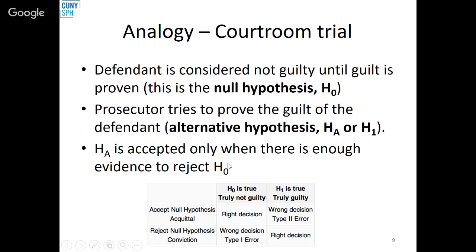So the null hypothesis is always the hypothesis of no difference. It's the one that you start with and the one that you would accept in the absence of any evidence. And then in the face of evidence that makes that improbable, you go towards the alternative hypothesis.